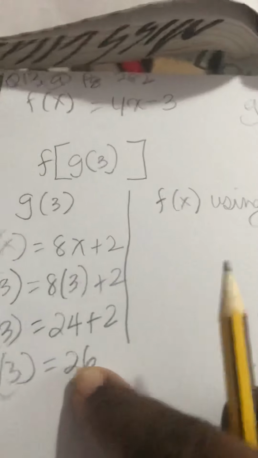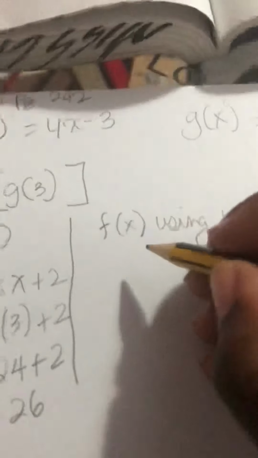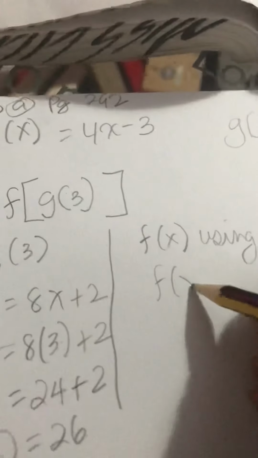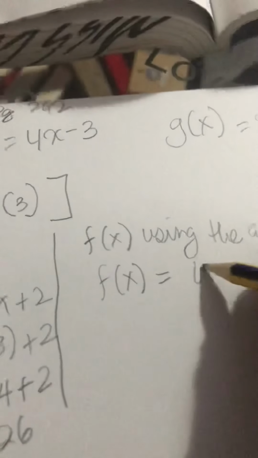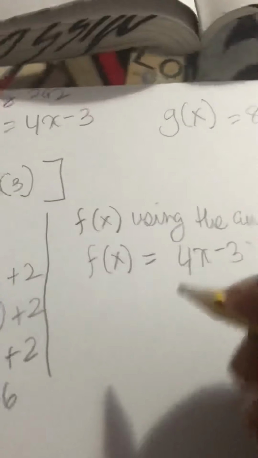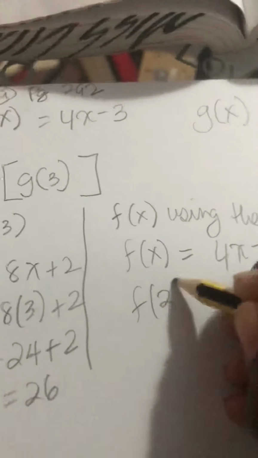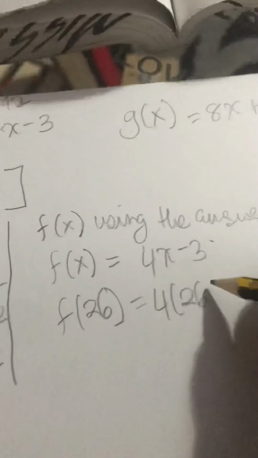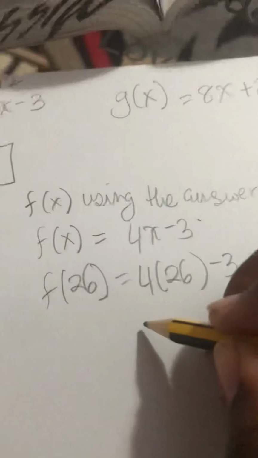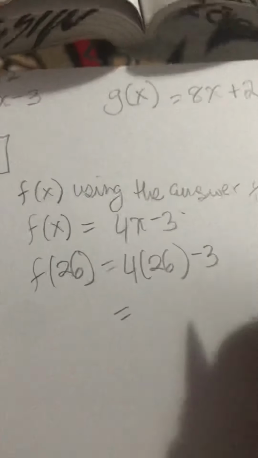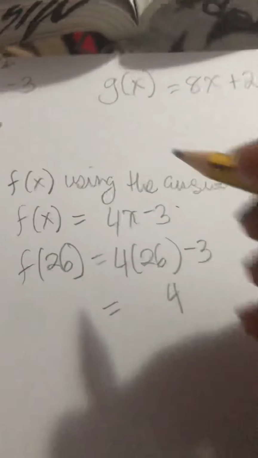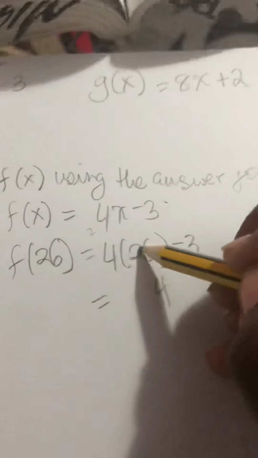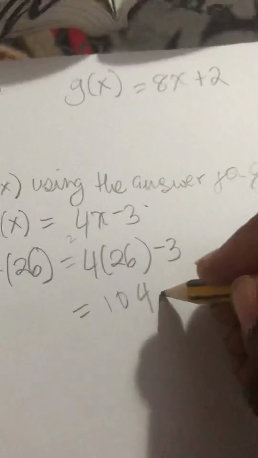Now you need this to do f of x. So now you're going to do f of x equals 4x minus 3. F of 26 equals 4 times 26 minus 3. 4 times 26, this is 24. You carry the 2, 8, 10 is 104, minus 3.